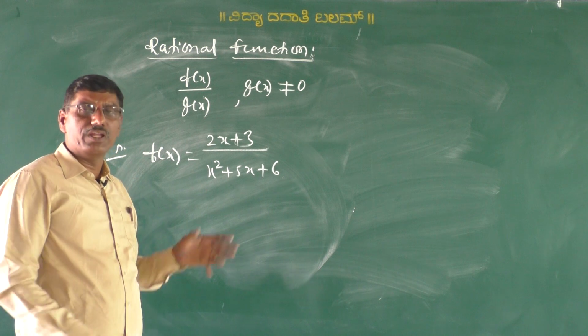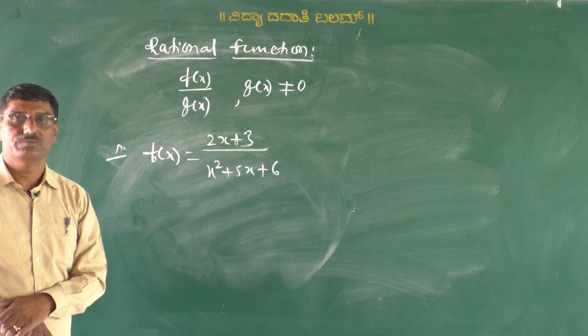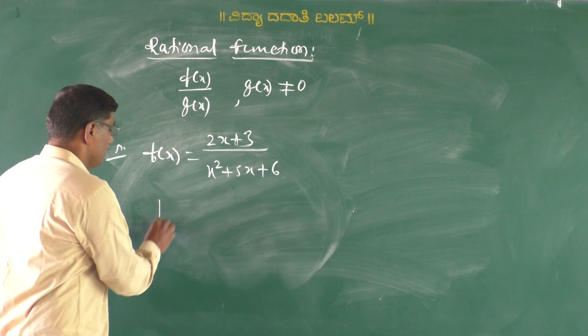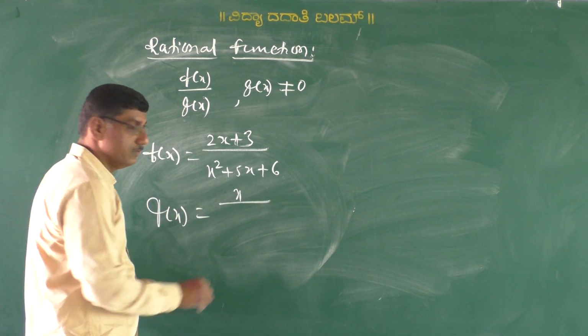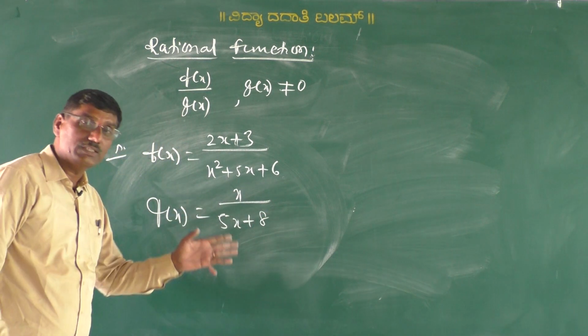We can give number of examples for rational functions. Number of examples for rational function. See here, g of x is equal to x divided by 5x plus 8. This is also a rational function.